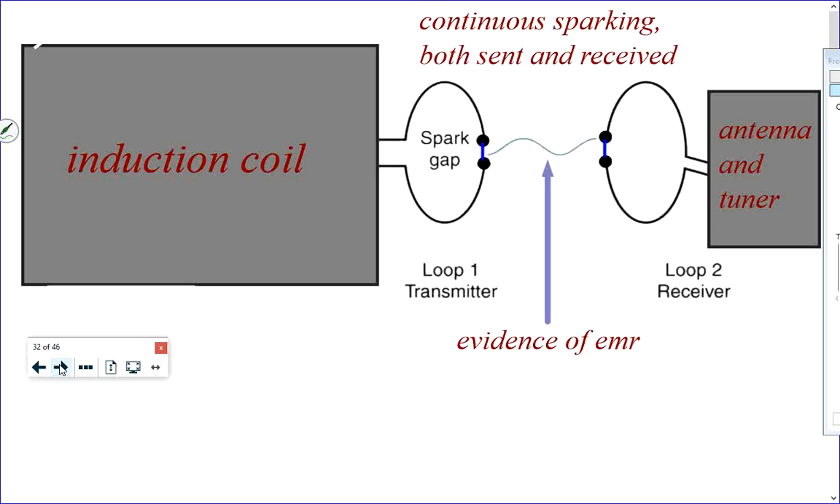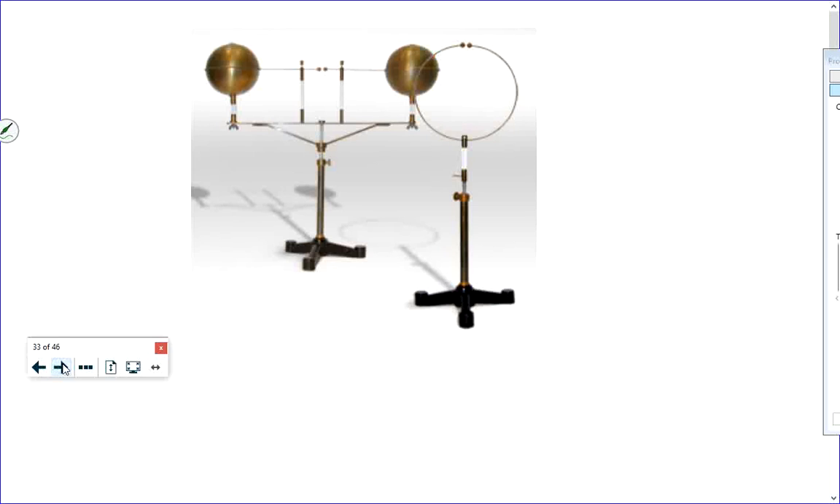There's evidence of EMR because the one spark produces the next spark. By the way, this is a picture of some of the original equipment that he manufactured and used. His induction coil is not shown here. You would hook the induction coil to these two spheres, which would build up a huge charge, and every time the voltage changed, there would be a little spark right in this gap, and then a distance away, you would see a spark there.